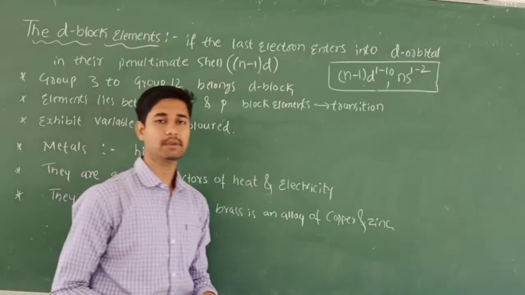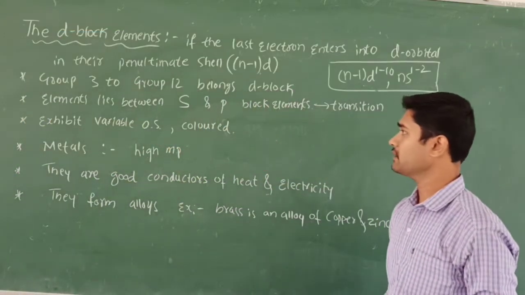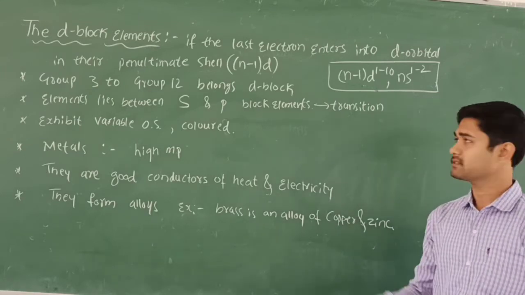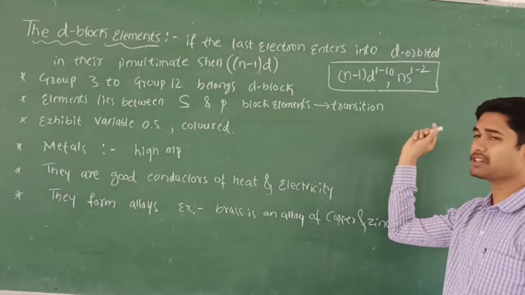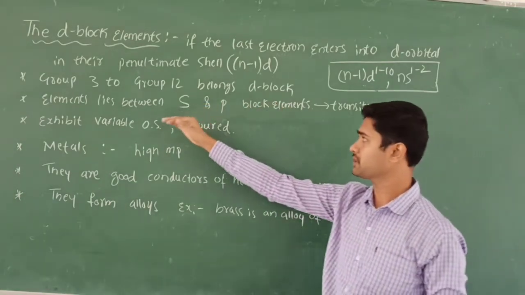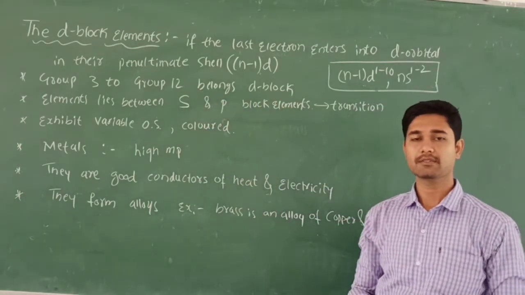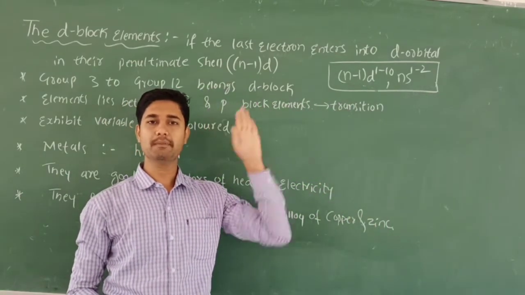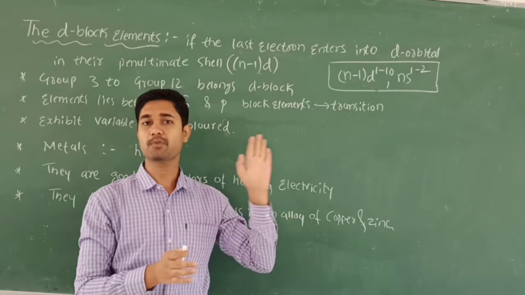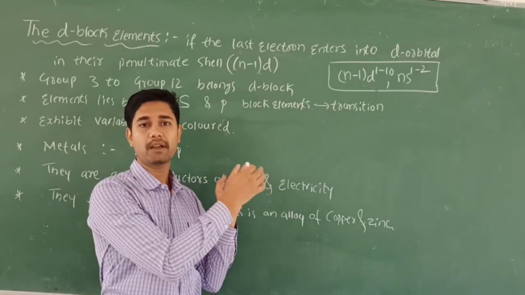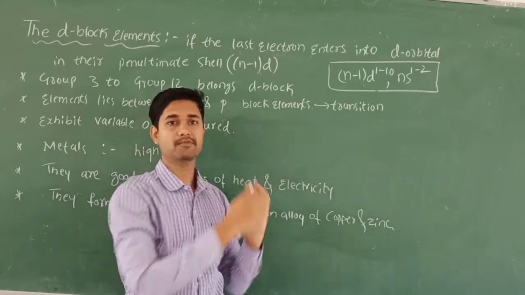This is the central part of the periodic table, and these elements lie between the s and p block elements. So that's why they are called transition elements. The elements which come under group 3 to group 12 are these. When you see the entire periodic table, first groups 1 and 2 come, which are the s block elements, and after that the middle part comes, the d block elements, and after that the p block elements come, right?